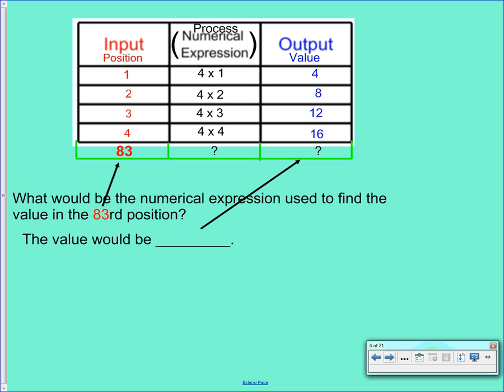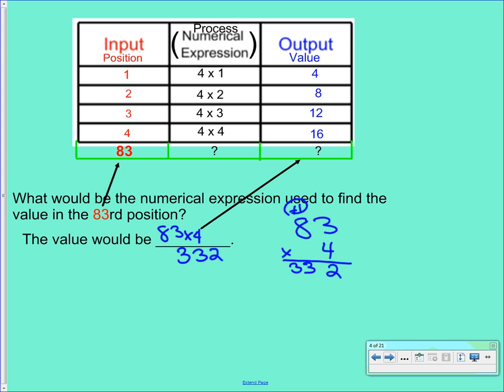But now they want to know the 83rd position. So how am I going to do the 83rd position? What am I going to do to it? Well, we know it's going to be times 4. So 83 times 4 is what I'm going to do. So if I multiply 83 times 4, 4 times 3 is 12. Write my 2. Plus 1 up there. 4 times 8 is 32. 32 plus 1 is 33. So my value is 332.